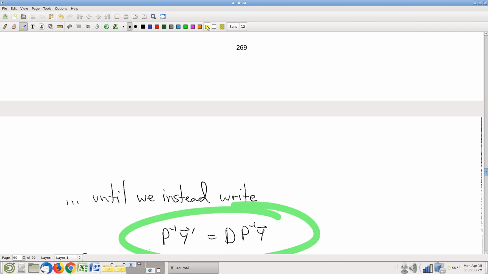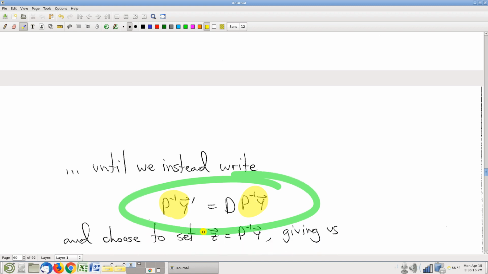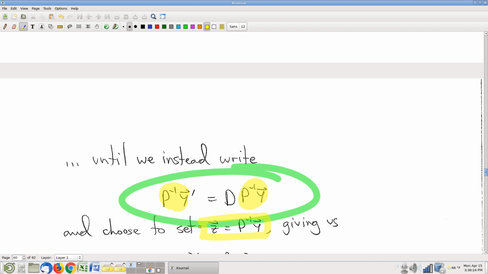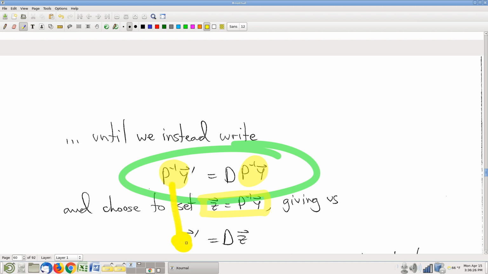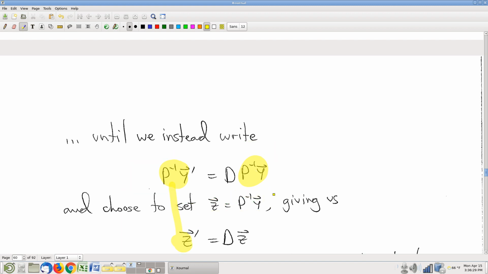And then we say, notice that I've got P inverse Y over there, and I've got P inverse Y over here. Let's do a substitution. Let's let P inverse Y be a new vector valued function called Z. At which point I have Z prime equals DZ. This D is the only matrix left in there, and I have now a new system. You might call this a diagonal system. Okay, now is everybody good with that first part before we go on?